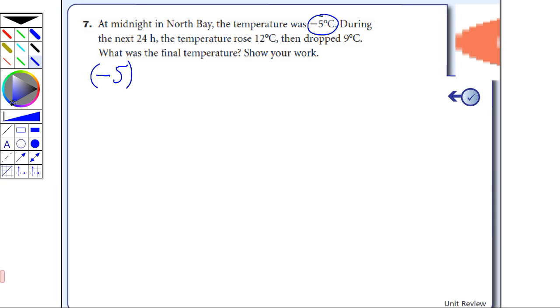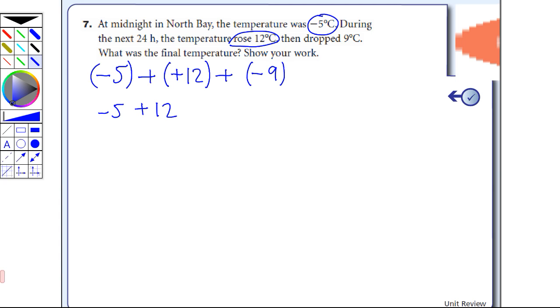During the next 24 hours, the temperature rose 12 degrees. So that's a plus. I'm adding a new temperature. I'm adding +12. Then it dropped 9 degrees. And I can write that in two ways. I could simply write minus 9, or I could write plus because we're adding another temperature, but in this case we're adding a negative temperature. So you could write it like that, or you could have written it like this, -5 plus 12 because we're going up 12, minus 9 because we're going down. Either way would have been fine. You could write it way number 1 or way number 2.